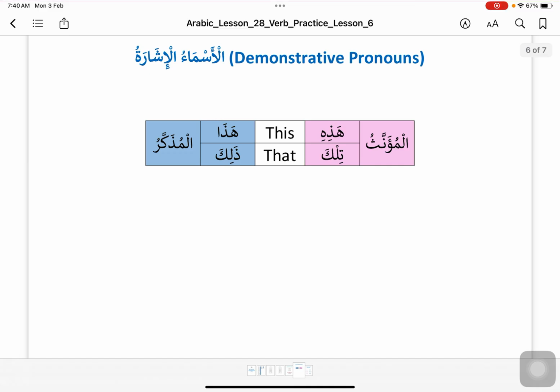We learned demonstrative pronouns in one of our previous lessons. You know that in the Arabic language, everything is either male or female. So we also have demonstrative pronouns for male and for female. Male in Arabic is called al-mudhakkar, and al-mu'annath means female. So hada means this for masculine objects. Hadihi also means this for feminine objects. Dhalika, as we learned before, means that for masculine objects. Tilka is also that for feminine objects.